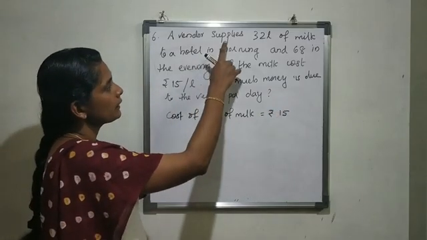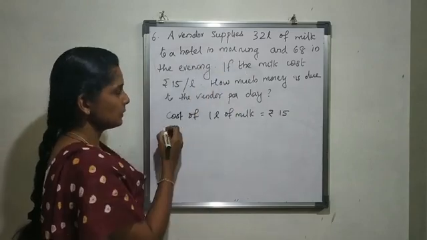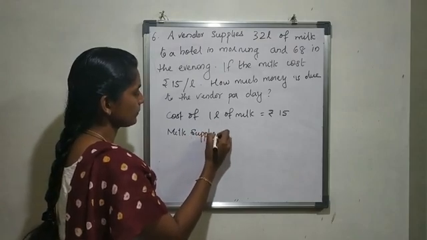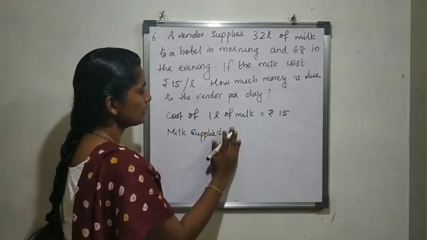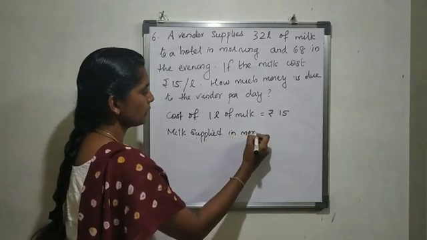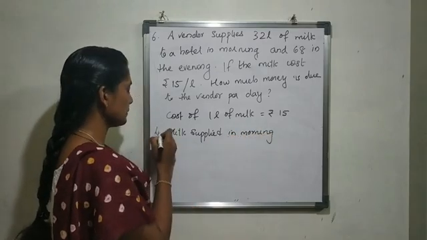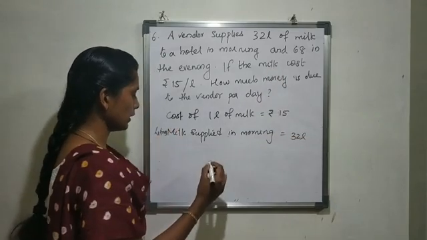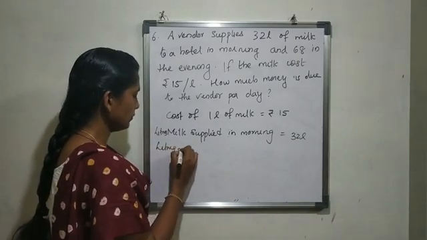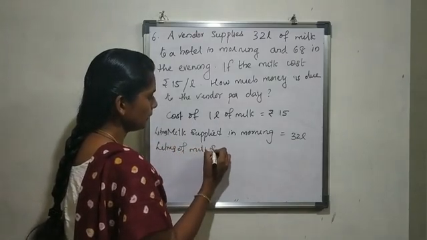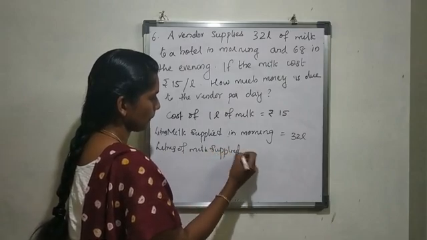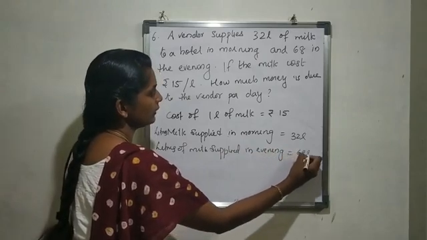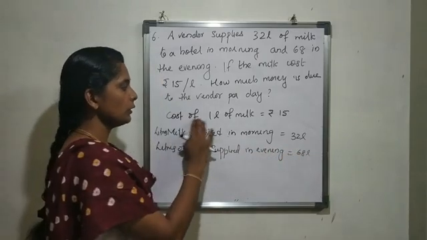Then milk supplied to the hotel in the morning. Quantity of milk supplied in the morning is, how much? 32 litre in the morning. And litres of milk supplied in the evening, in the evening it is 68 litre. Then cost of 1 litre of milk is 50.